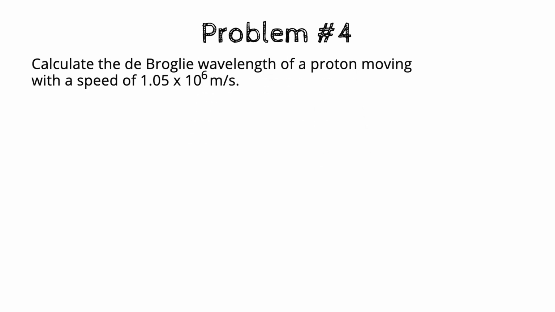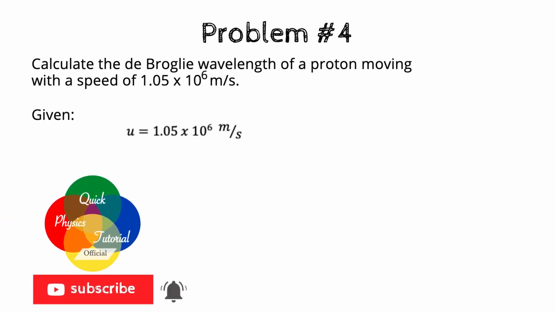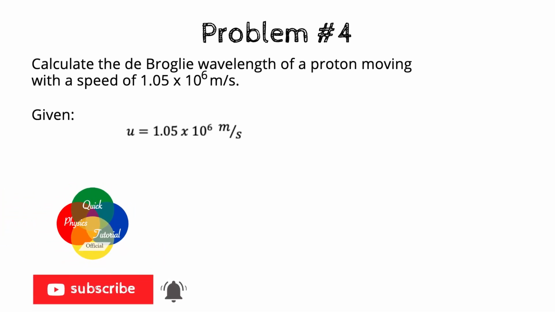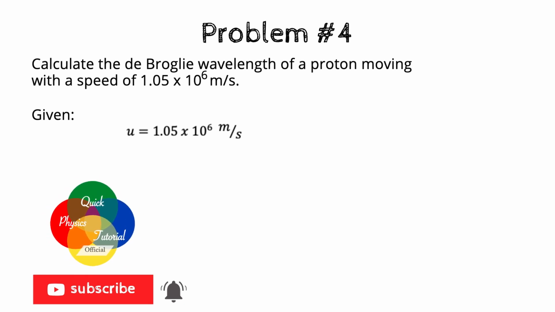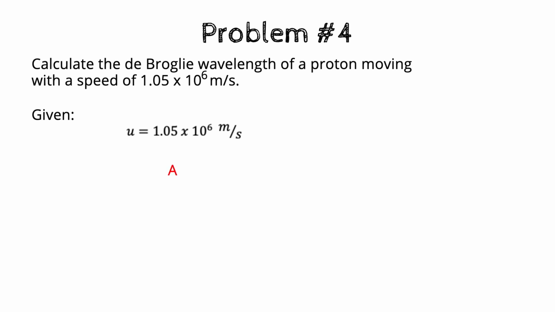Problem number 4. Calculate the de Broglie wavelength of a proton, moving with a speed of 1.05 times 10 to the power of 6 meters per second. In this problem also, the only given value is the speed of the proton, equal to 1.05 times 10 to the power of 6 meters per second. The problem is asking for the de Broglie wavelength of the proton.